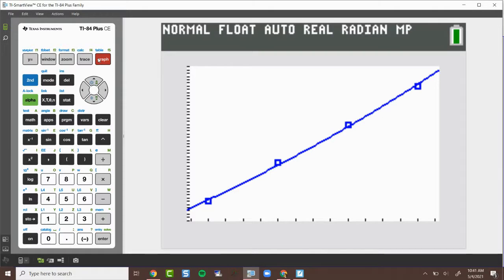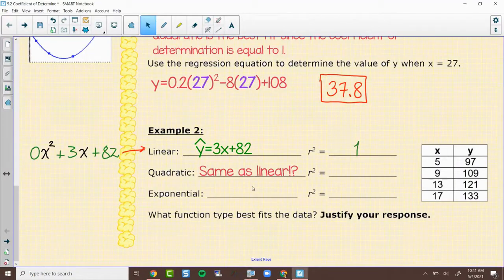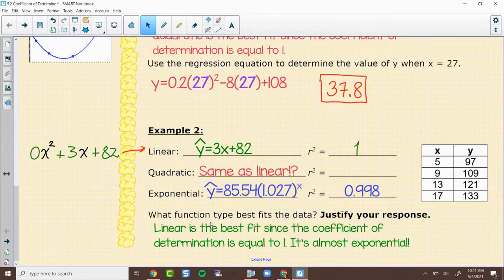So you can see it's pretty close, but I still have a few points a little above and a little bit below. So yes, your exponential is really, really close, but you can see that the line is still the best fit because the r squared is equal to 1. It's almost exponential, but this is how we can decide which one is actually better, is that r squared value.